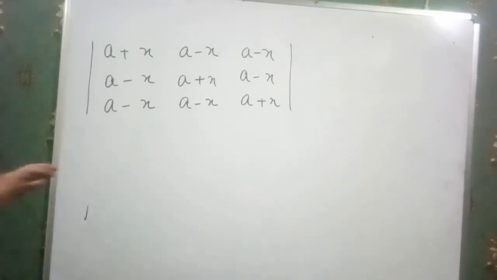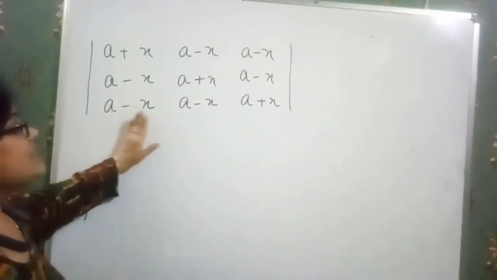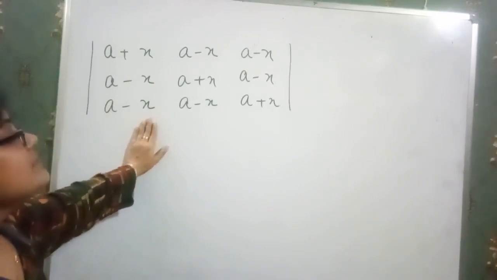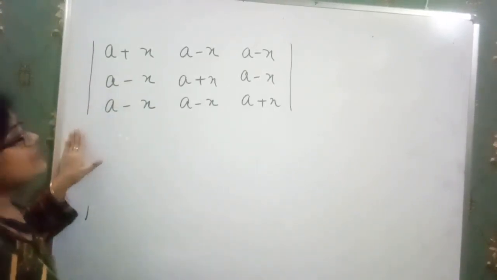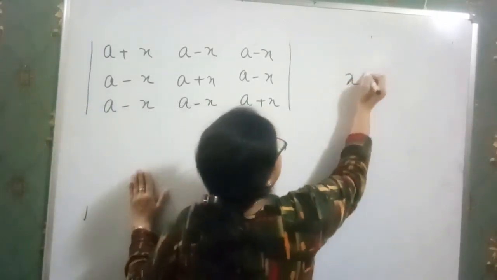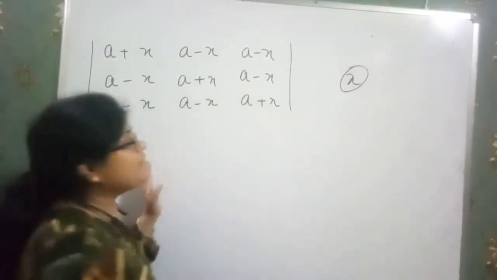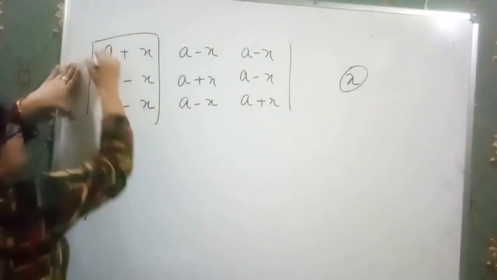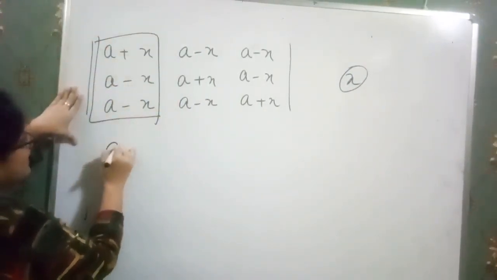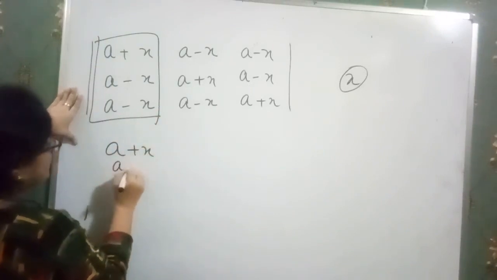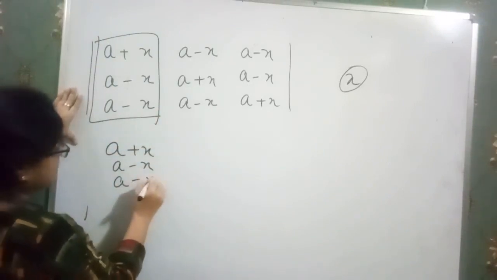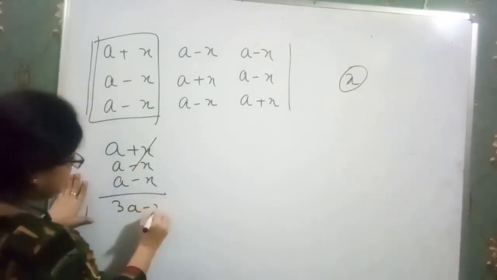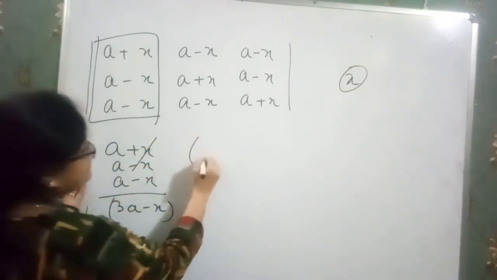Now I am going to take a question which is an application of the formula which I told you earlier. We have to find the value of x in this question. Firstly, we have to solve the value of the determinant. I just add all three rows. So we have a plus x, a minus x, a minus x, so it gets cut down. We have 3a minus x in one bracket.